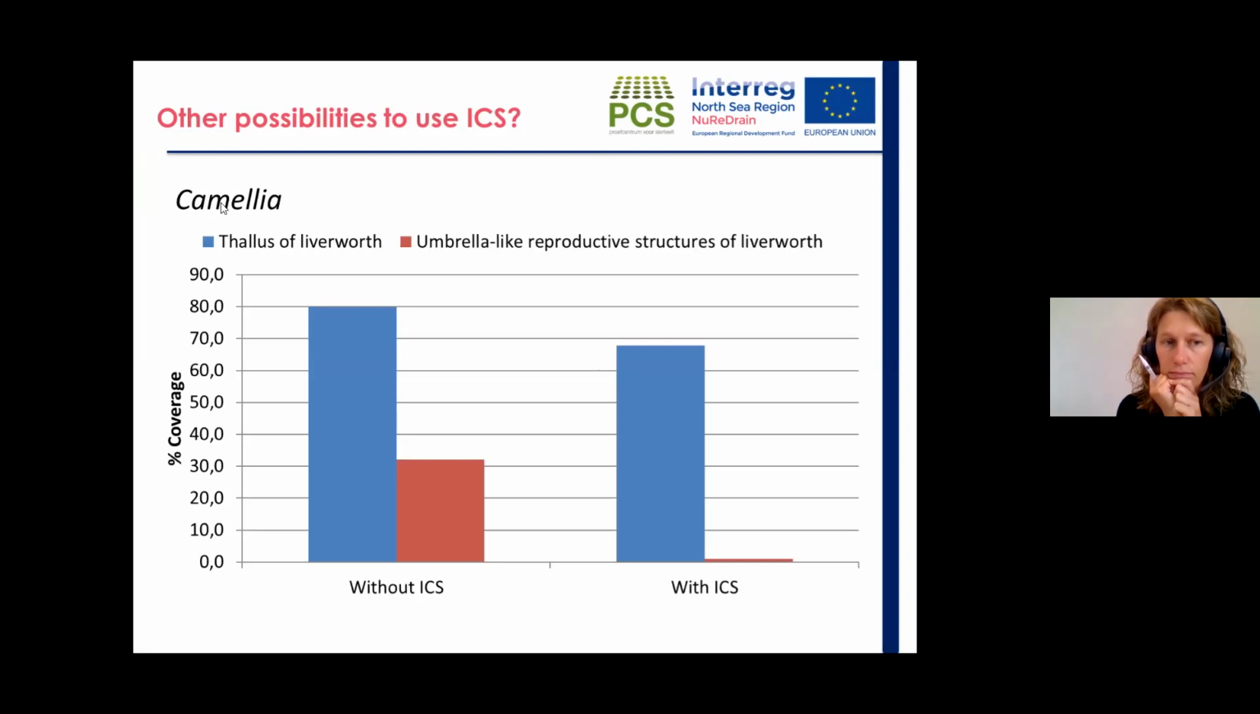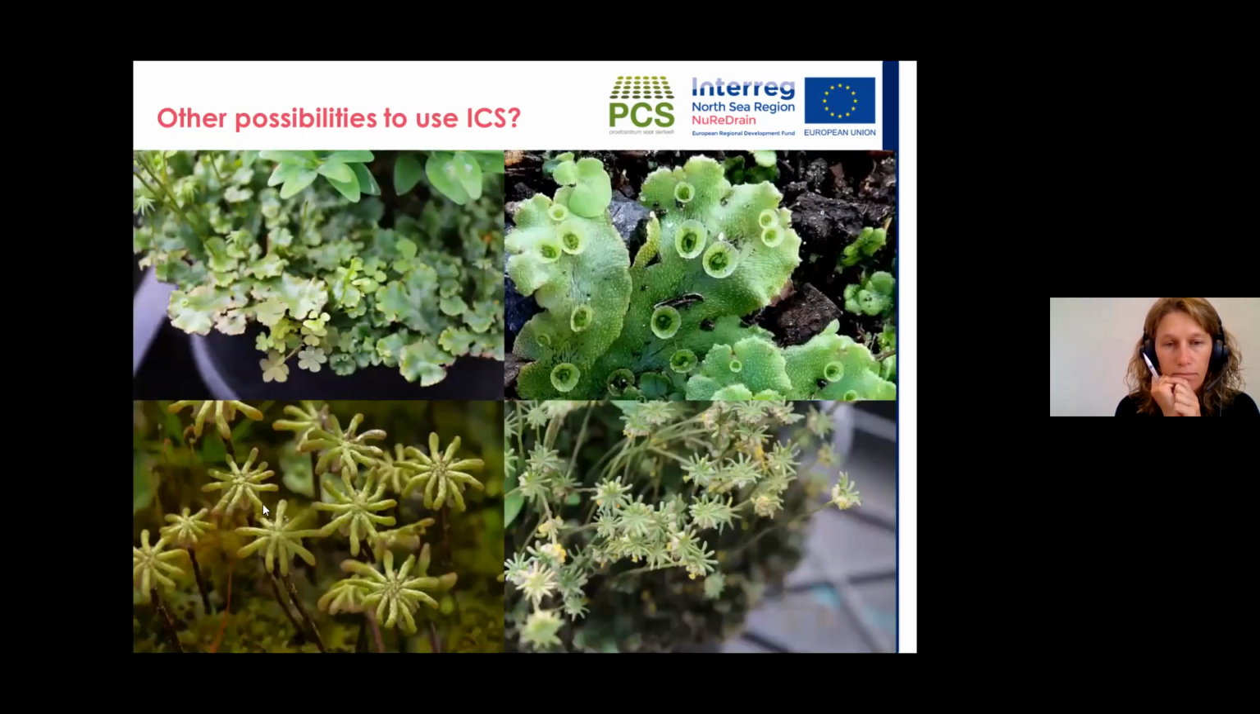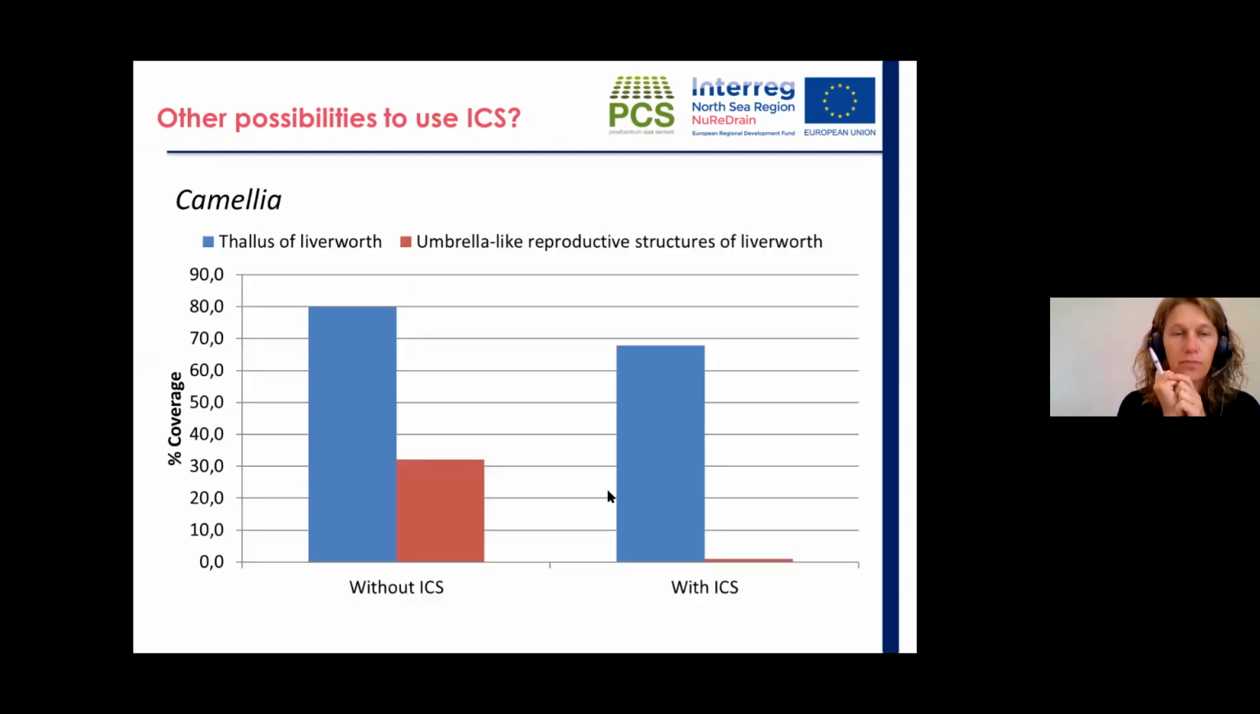We also did a test on camellia, and you can see here where the ICS was added that there was less thallus and there were fewer umbrella-like reproductive structures of liverwort. What do I mean with that? These are these reproductive structures. So that can be also a plus.